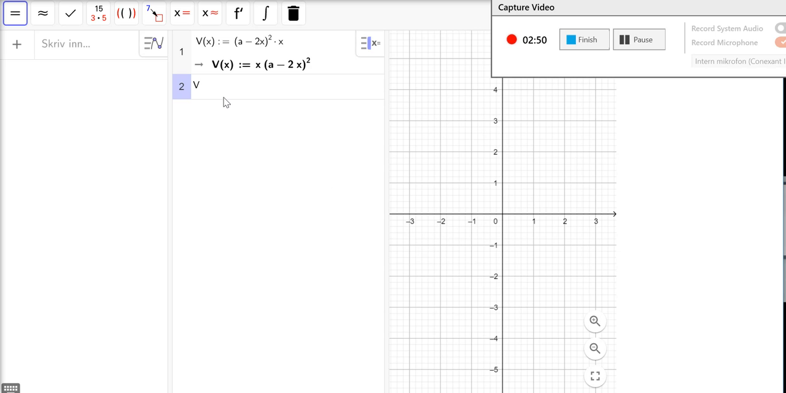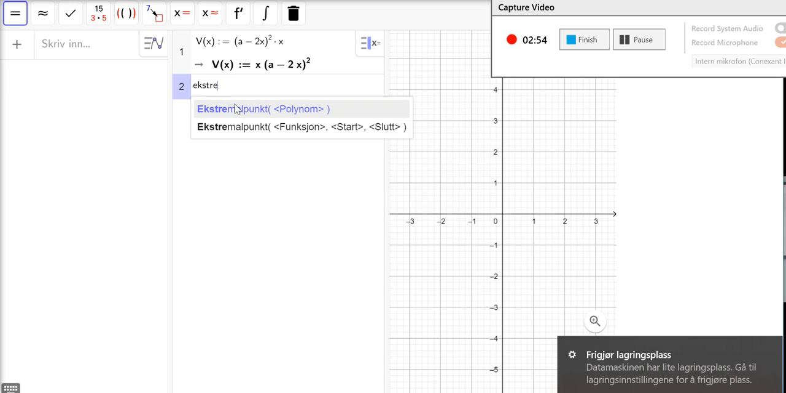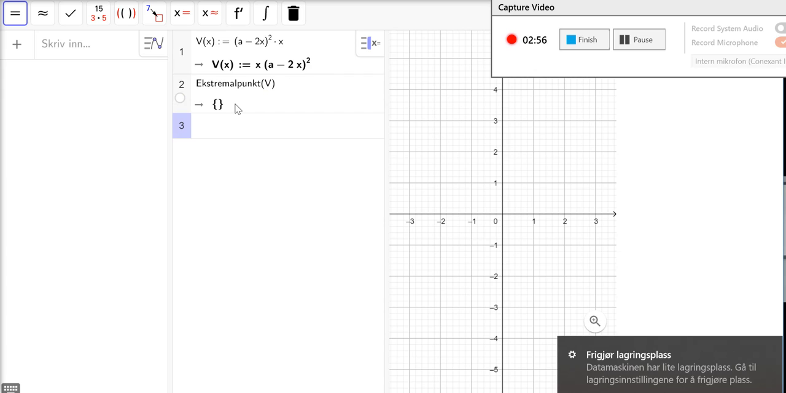I want to maximize this, so I need to find the maximum point. I can try the extremum command, and we will see it doesn't work, because of the A here. Another way of finding it is, of course, setting the derivative equal to 0. This is an equation, so I press this, and I get two answers: X equals 1/2 of A and 1/6 of A.